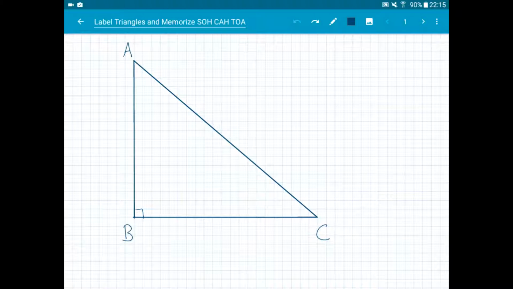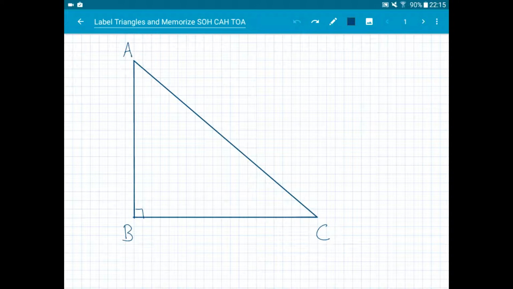Hello everyone, we're here to just discuss a few things about trigonometry. This is the first in our series of trigonometry videos, and we're going to go over something very basic, and that's just how to label triangles and how to memorize the primary trig ratios. So the first way we're going to label the triangles is we're just going to label their corresponding sides according to the angles that are across.